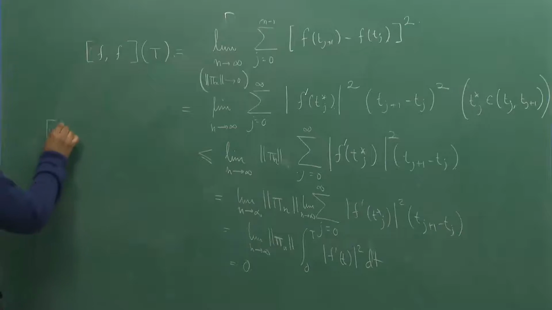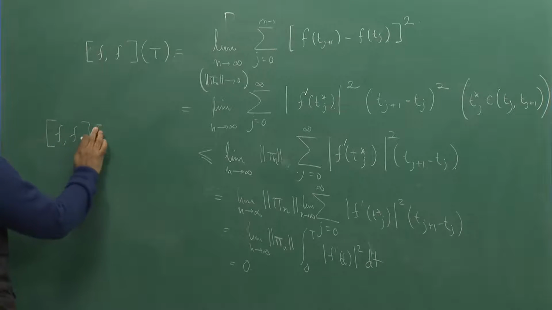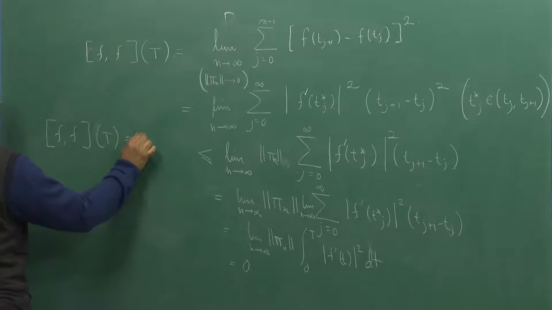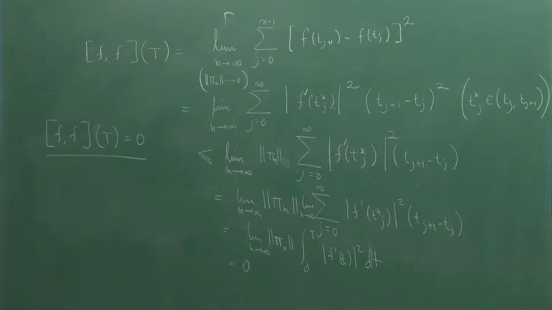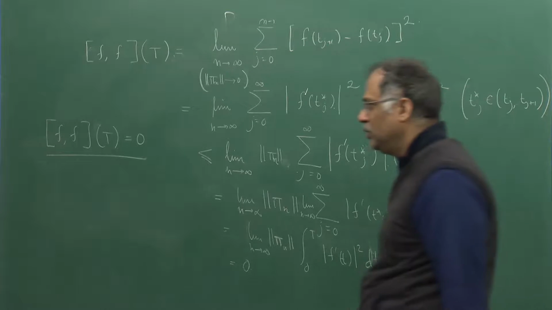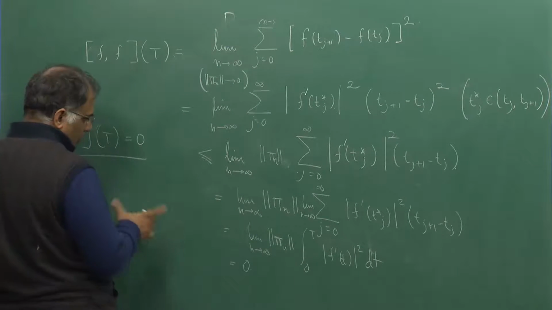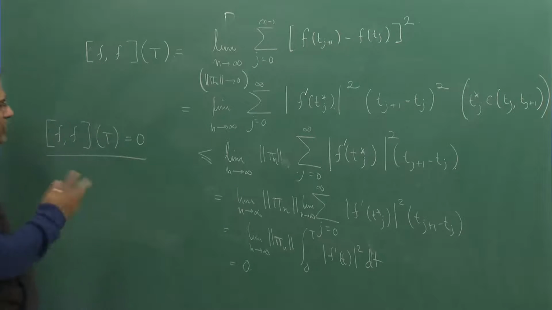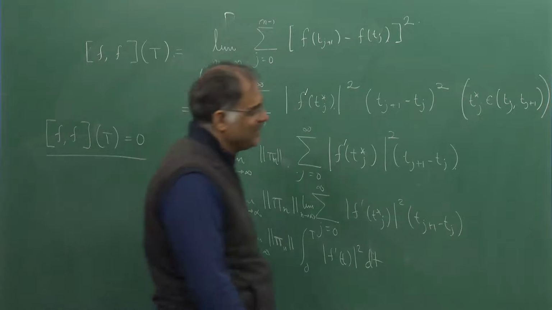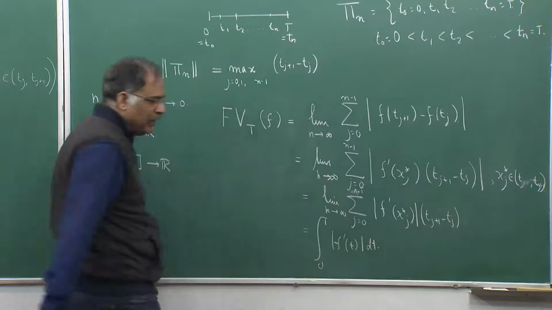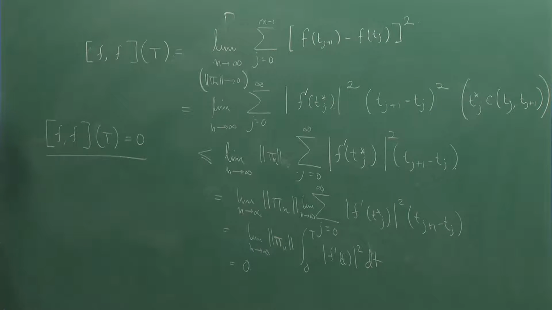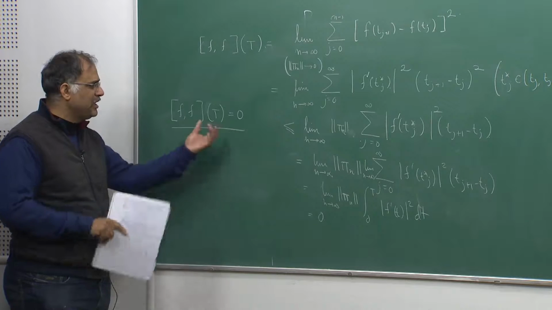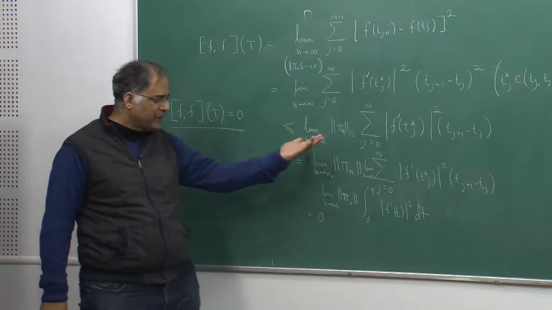So what have we proved? We have proved the following: for a continuously differentiable function f defined on the interval 0 to t, it doesn't accumulate any quadratic variation. The square of the ups and downs, the total accumulation of the ups and downs, when the squares of the values are added up, then that variation is 0. That's very, very interesting. You can immediately understand why the behavior of the Brownian motion is so different, because it accumulates quadratic variation, while a smooth, nice function doesn't.